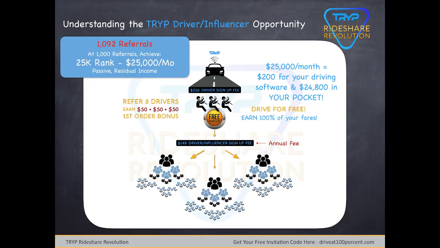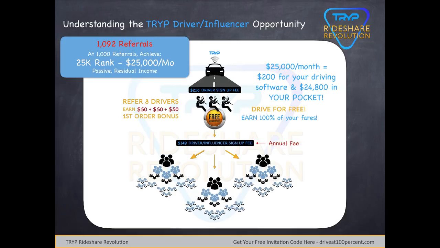So $25,000 a month, $200 for your driving software, and $24,800 in your pocket. You're still driving for free. You're earning 100% of your fares. You're able to put all this money away in the bank. You're able to do a lot of things that you have always wanted to do in your life.